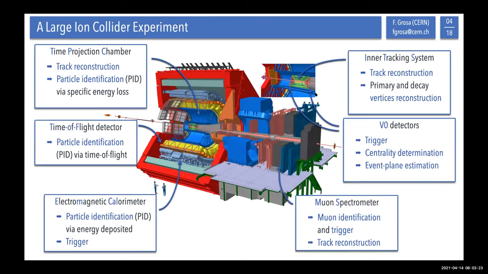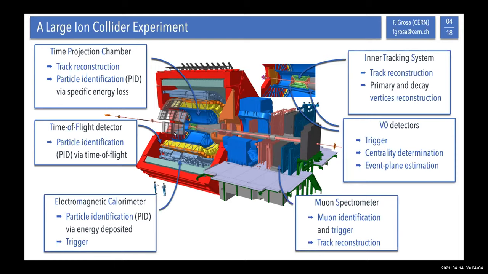So before moving to the results, I just want to briefly show you the ALICE apparatus, which is composed of several subdetectors. In particular, starting from the core of the experiment, we find the inner tracking system, which is used for track reconstruction and vertex reconstruction, which is of course very relevant for heavy-flavor measurements. And then we have a large gaseous detector, the TPC, which is used for track reconstruction and particle identification. The time-of-flight detector is mainly used for particle identification, as well as an electromagnetic calorimeter, which is used for electron identification and the trigger.